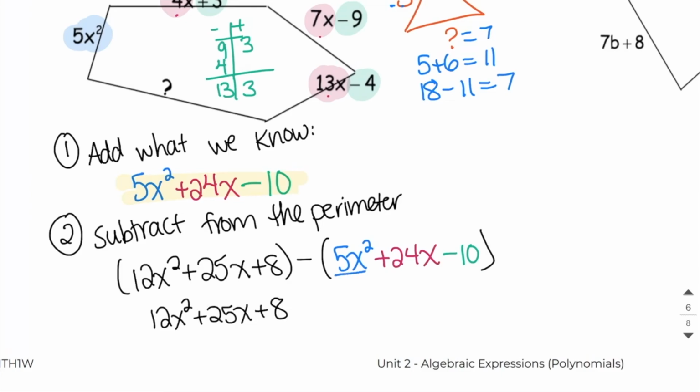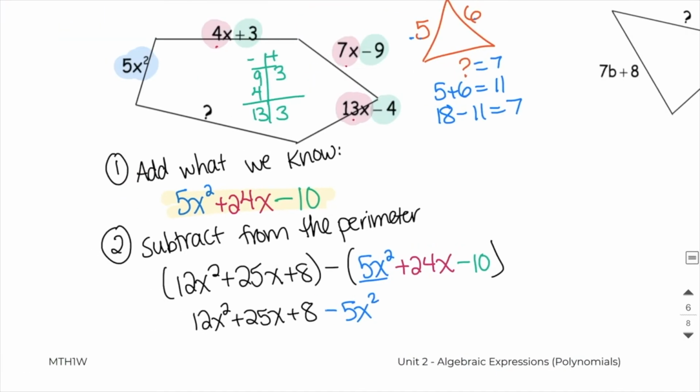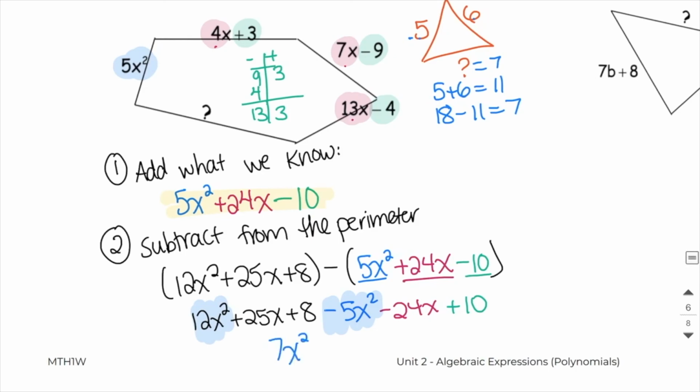So this 5x squared becomes a negative 5x squared. This 24x becomes a negative 24x. And this negative 10 becomes a positive 10. And now we can go ahead and collect our like terms right here. So here we can see that 12x squared is like negative 5x squared. So when you put those two together, you end up getting 7x squared. Then we have this 25x and this negative 24x. And so 25 minus 24 would give us 1. So I could write 1x or just x.